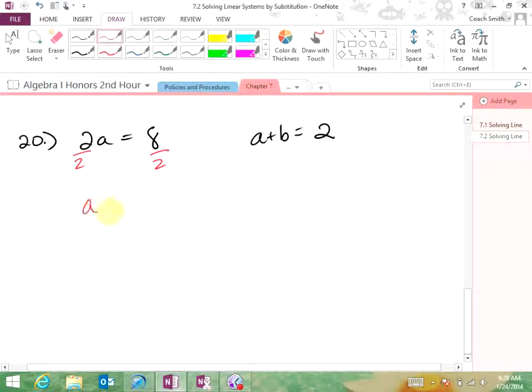And that gives me a is equal to 4. Now, remember, a is like x. B would be like the y. So if we had a equal 4, that means we have x equal 4, so that's just a vertical line. So now we're trying to find out where this other line is going to intersect that vertical line. And all I do is I take this value and plug it in to that a. So that gives me 4 plus b equal 2.